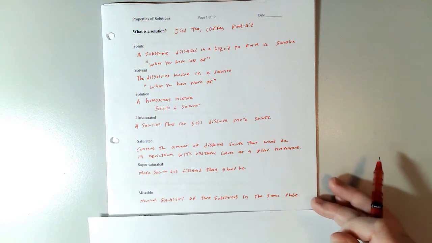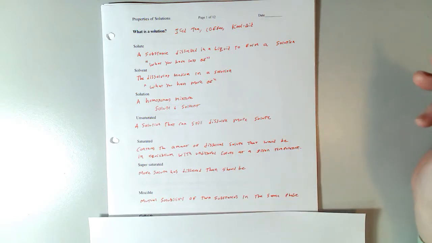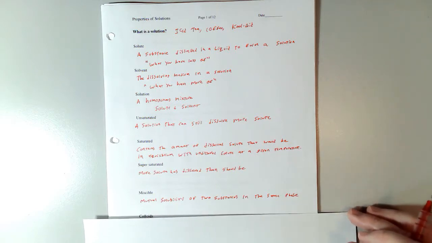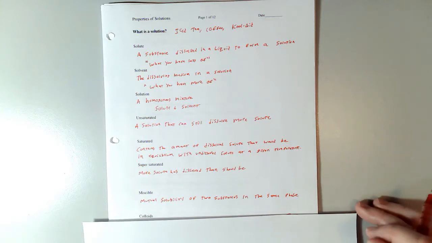Okay, now, the word miscible implies the mutual solubility of two solutions in the same phase. Typically, what that would mean to us is that you can mix them. They will dissolve in each other. Immiscible would be the opposite. They don't. Now, miscible is like alcohol and water. Immiscible would be like a vinegar and oil salad dressing.